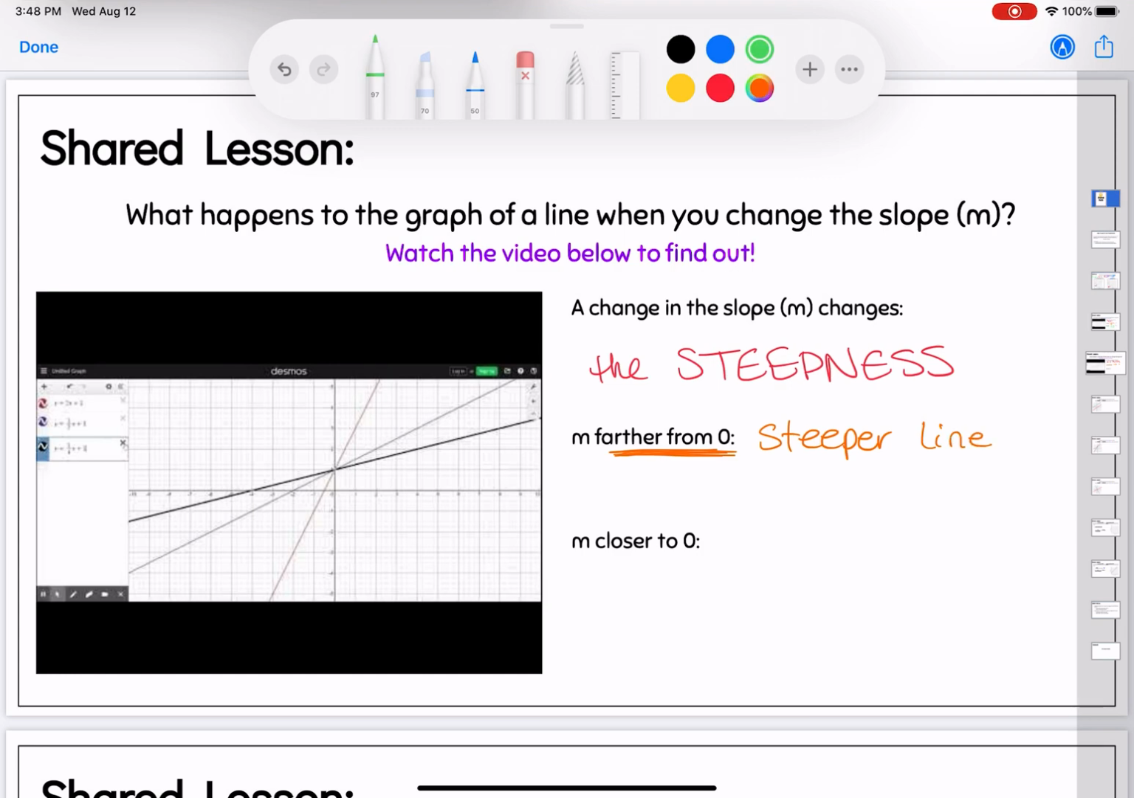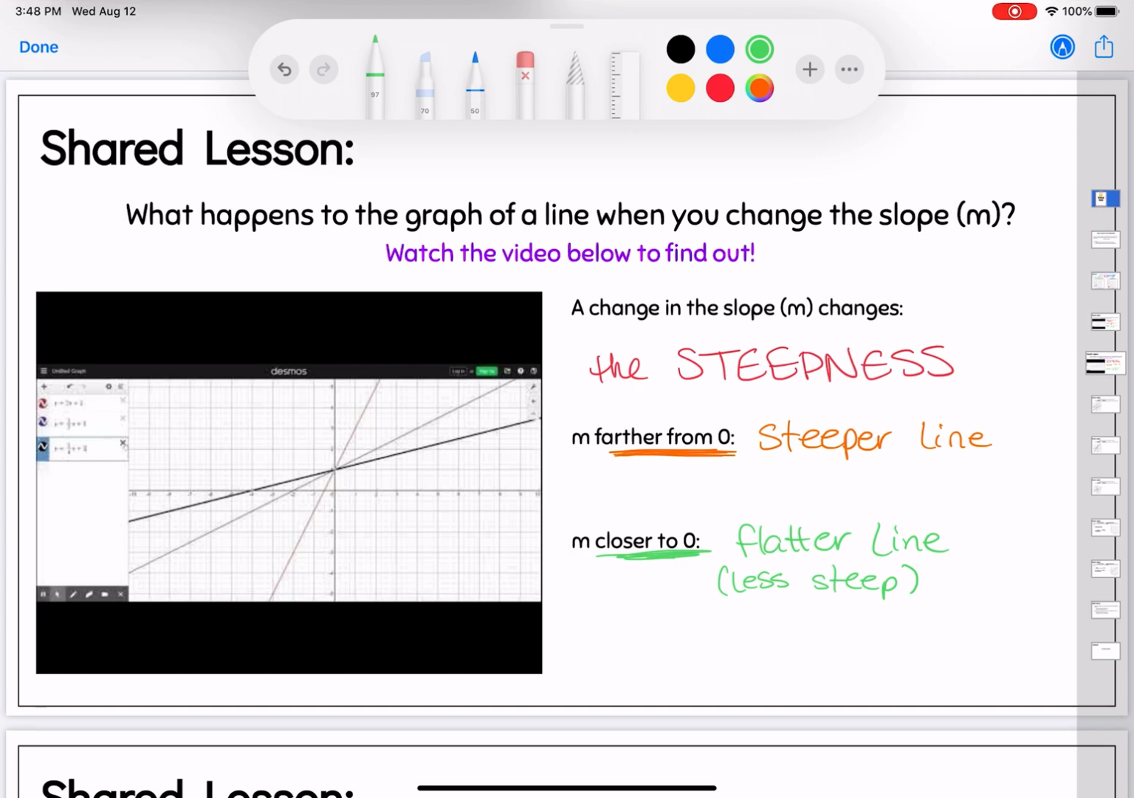The closer to 0 that m is, the flatter the line is, or less steep, however you want to think of that. I never can figure out the best way to describe that. Less steep, flatter, however you want to think of it. Lots of s's in a row there, sorry about that. Okay, so closer to 0, flatter the line, right? Farther from 0, steeper the line is.